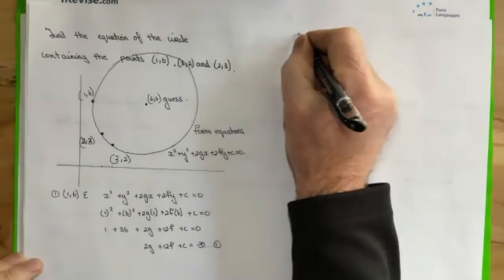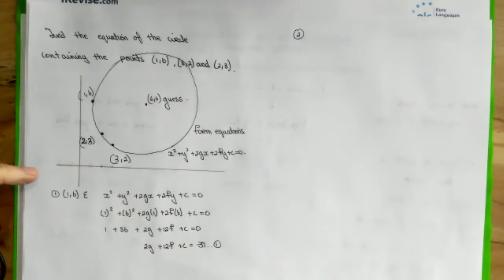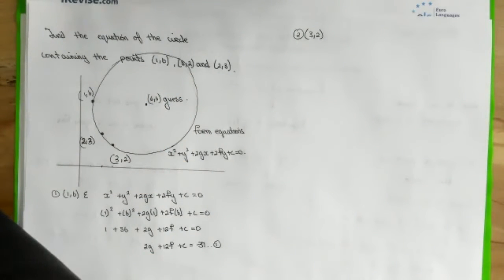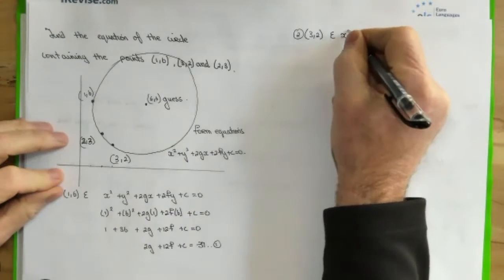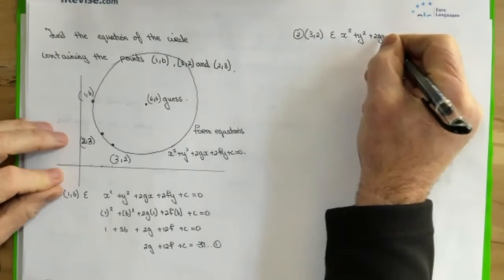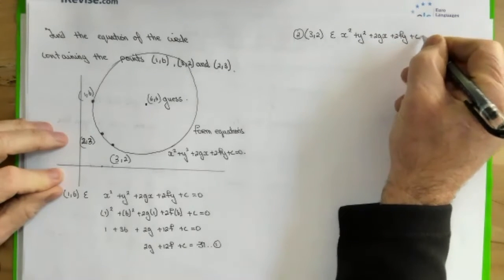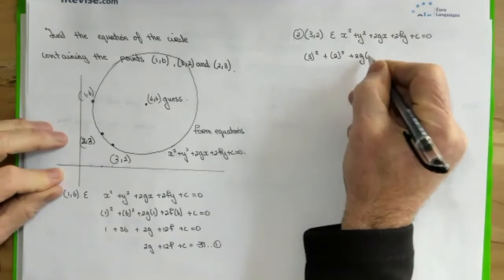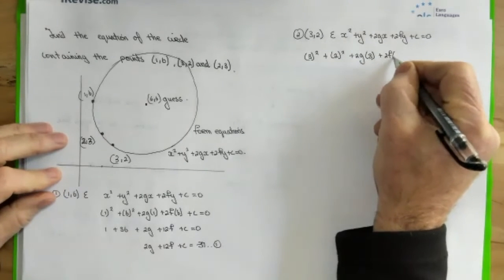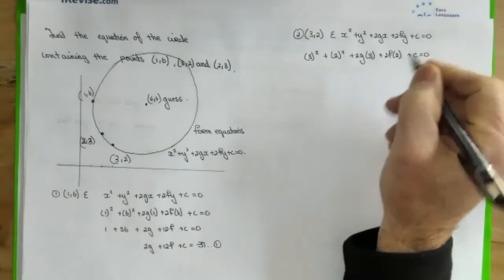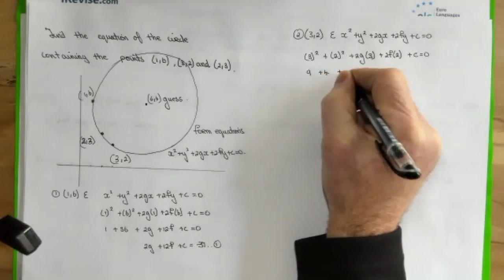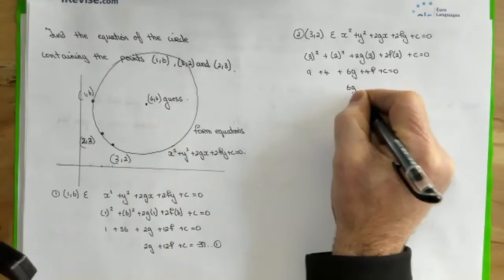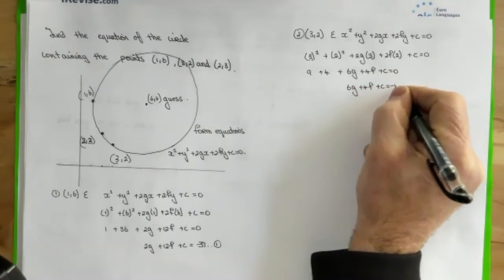Now the next part is 2. I am told the point (3, 2) is on the circle. So (3, 2) is an element of x squared plus y squared plus 2gx plus 2fy plus c equal to 0. 3 squared plus 2 squared plus 2g by 3. Now take your time making these equations, because you definitely don't want to get an equation incorrect, because later on you won't be able to solve. So what have I got? 6g plus 4f plus c is minus 13.